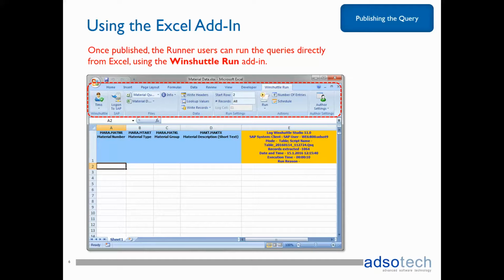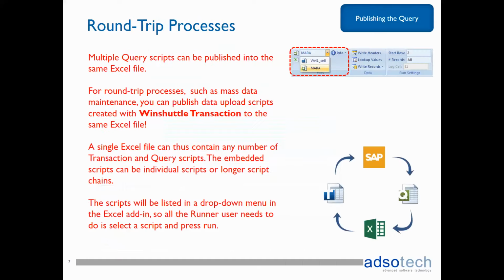Once published, the queries can be accessed directly from within Excel by using the WinShuttle Excel add-in. If you have published multiple queries into the same Excel template, the queries will show up as drop-down menu options in the Excel add-in.